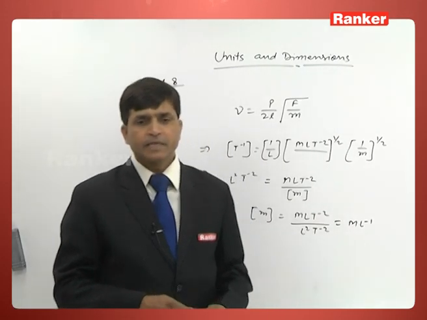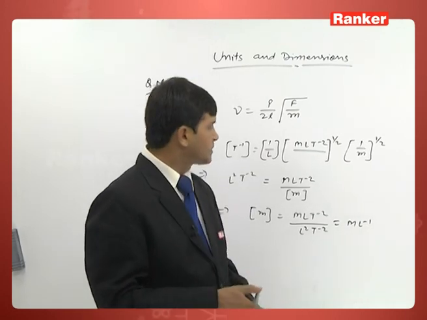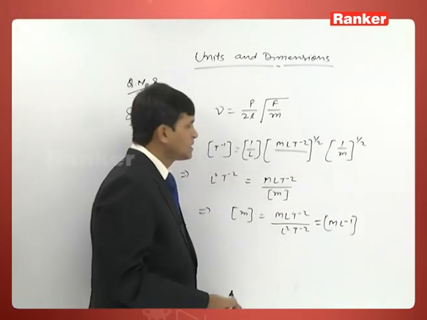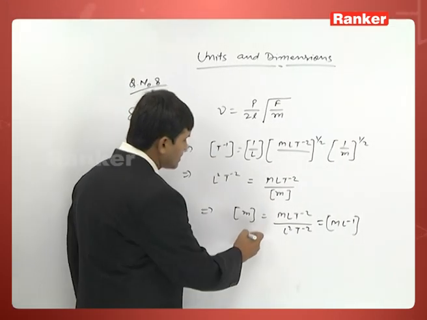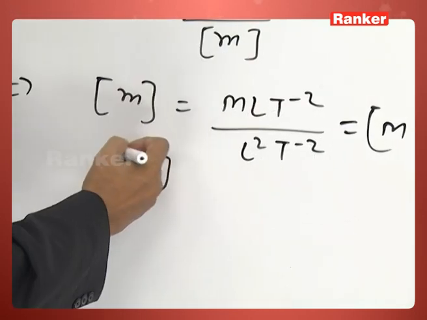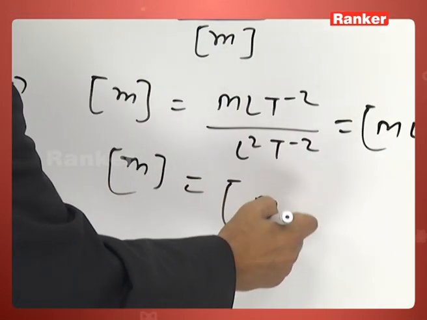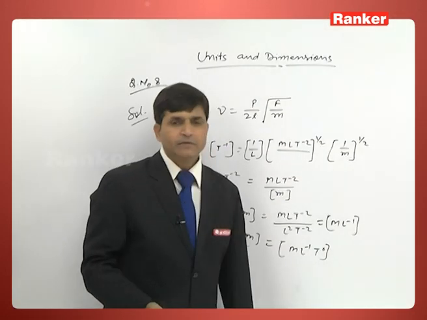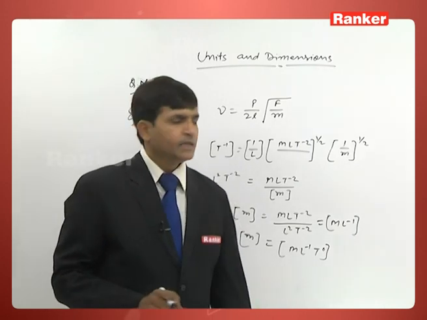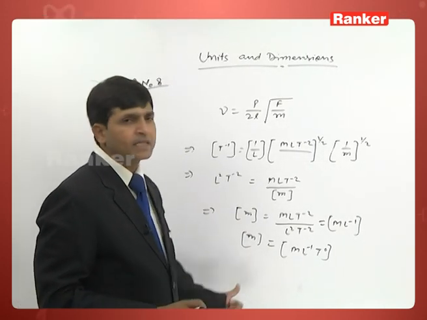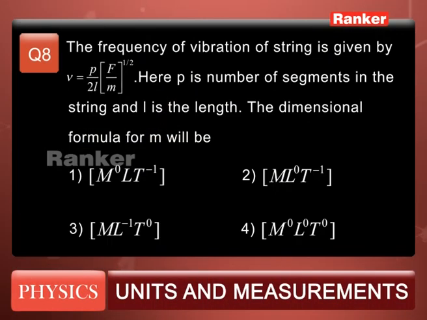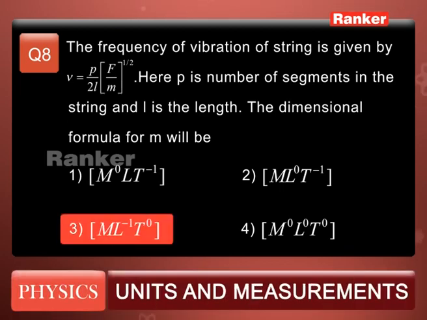So from here, if we look at our options, the dimension of m is M L minus 1, and in full form we can write M L minus 1 T 0. As per the given options, option number 3 matches the result we have found. So the correct answer is number 3.